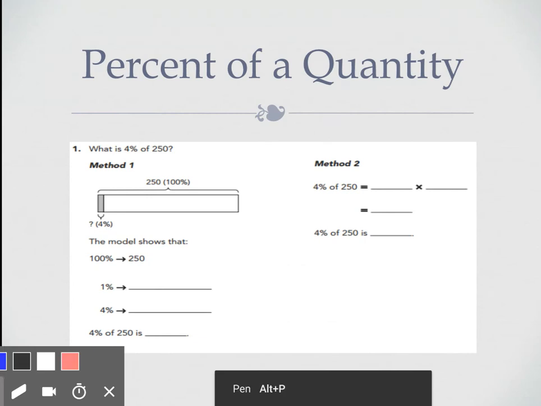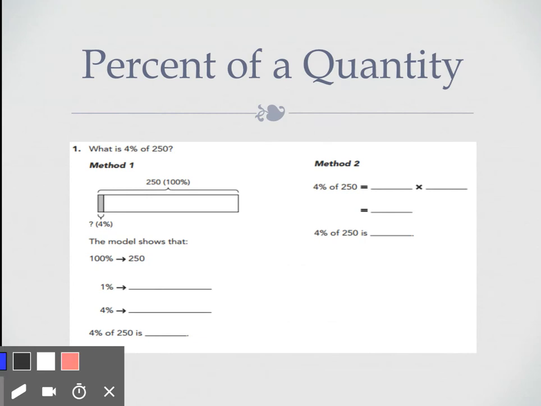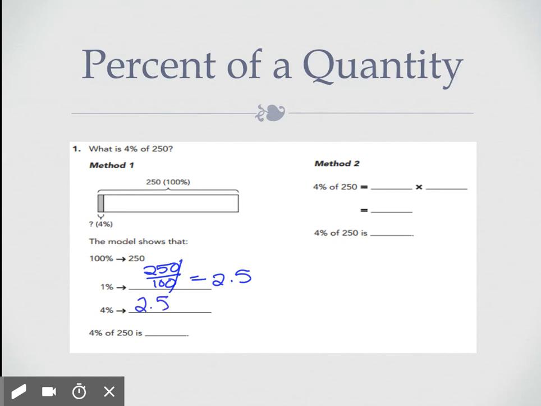All right, so in number 1, what is 4% of 250? I'll show you method 1 and method 2. First, we're going to find what 1% of 250 would be by doing 250 divided by 100, and that would be a decimal of 2.5. So now to find what 4% would be, I'm going to multiply 2.5 times 4, and that would give me a value of 10.